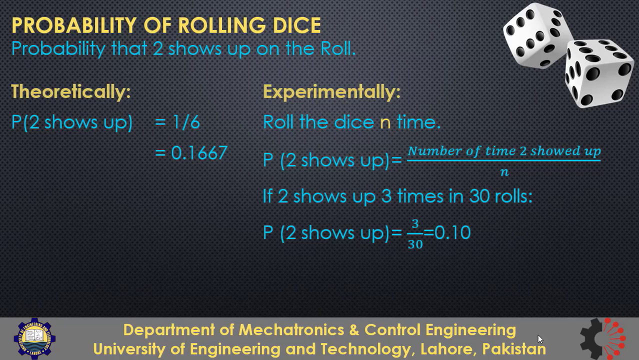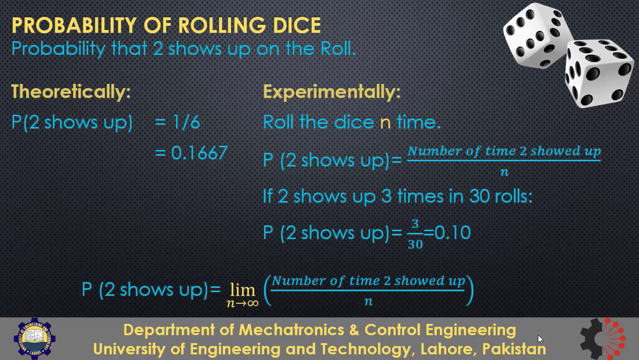So is that correct or not? If instead of rolling the dice 30 times, I only roll it 2 times and 2 shows up on one of those rolls, then the probability will be 1 over 2 or 0.5. So is that really correct? Or if 2 does not show up on any of the 2 rolls, then the probability will be 0 over 2, which is 0. So again, can we consider that as correct?